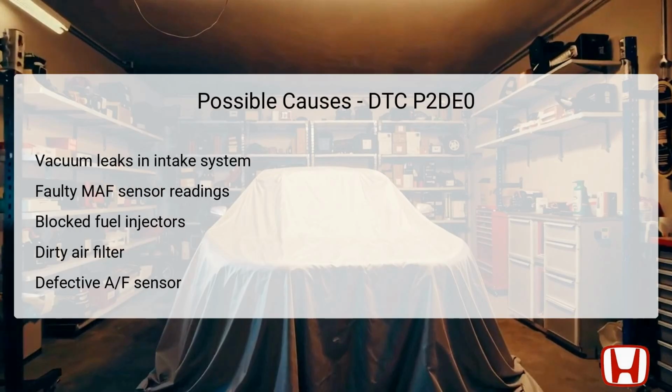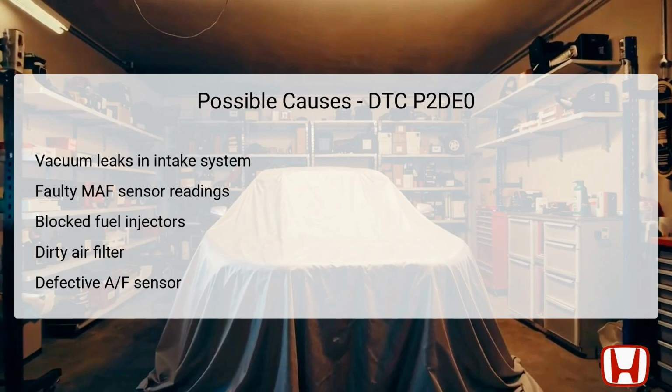Several potential causes may lead to DTC P2DE0 being triggered. One of the most common causes is vacuum leaks in the intake system, which can allow excess air into the engine, resulting in a lean air-fuel mixture. Another possibility is faulty readings from the MAF sensor, which can misrepresent the amount of air received by the engine.